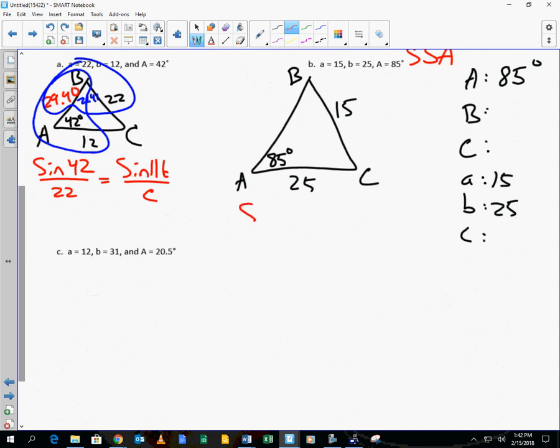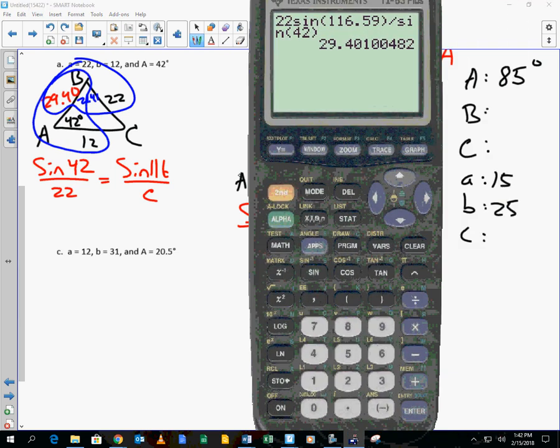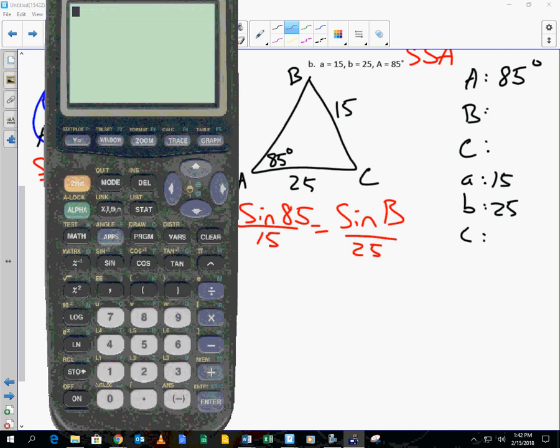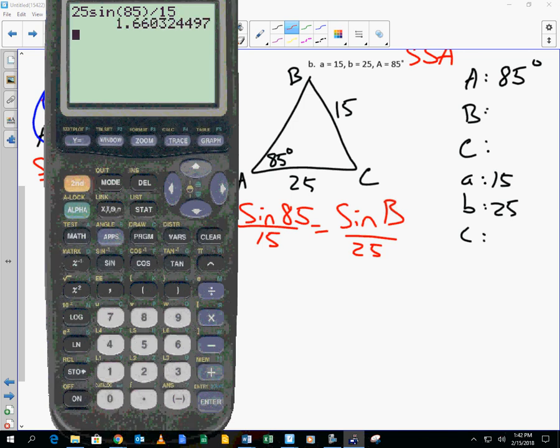We have the sine of 85 divided by 15 equals the sine of B divided by 25. Multiply both sides by 25. 25 sine of 85 divided by 15. 1.66. What does that mean? It means there's no solution.